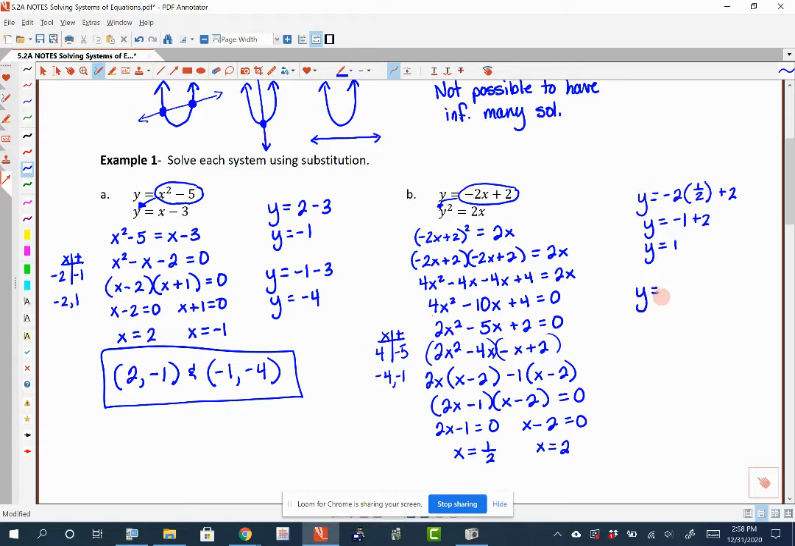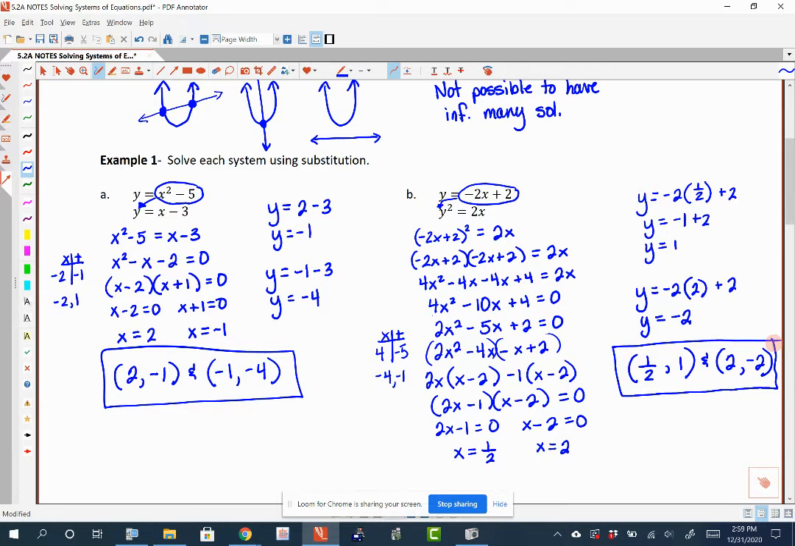And then I'm going to do the same equation with negative 2 times my other x, which was a positive 2, lots of 2's there. As I simplify, I'm going to end up with negative 4 plus 2, so that ends up with a negative 2. So written as ordered pairs, I solved my x. I got an x of 1/2, and the y, when I plugged it back in, was a 1. And when I solved for my x value of 2, and I substituted that back in, I got a y value of negative 2. So again, this linear and this quadratic have intersected at 2 points.